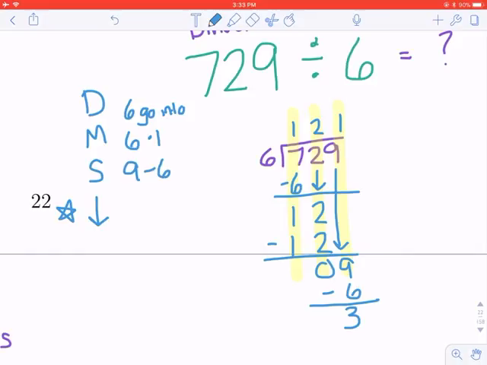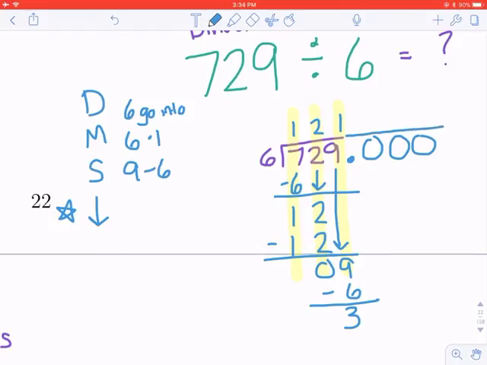Instead of treating the 729 as just those digits, I'm actually going to rewrite the 729 as 729.0. That doesn't change the value of it. You can always add a 0.0 to anything and it's still the same number. And in fact, I'm going to add 3 zeros. And I'm going to explain why in a little bit.